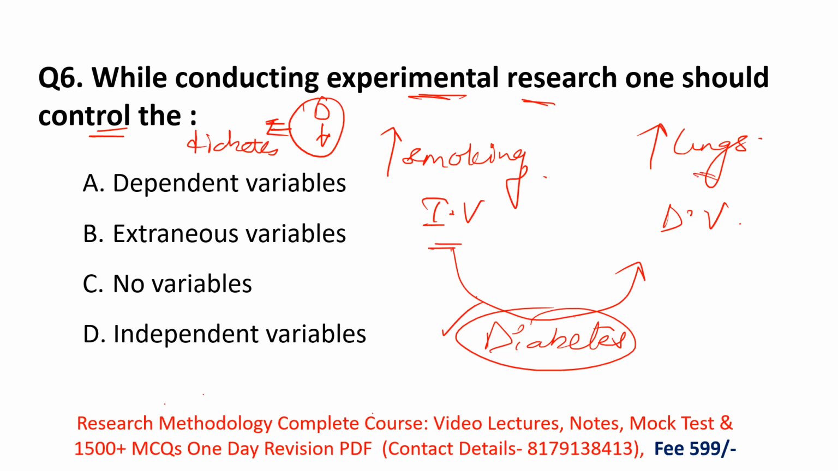Remember, in experimental research, researchers must always control the extraneous variable. So the correct option is option B, extraneous variable, meaning extra variables which are affecting our study. So option B is the right answer.